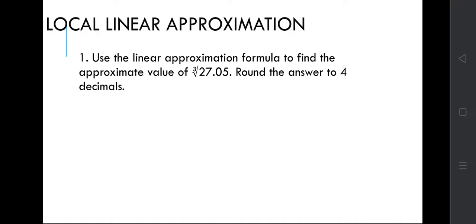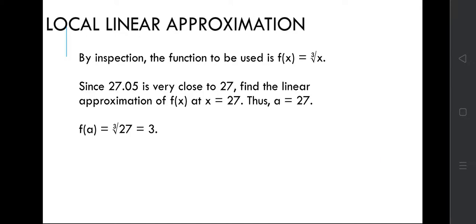Actually, kung mastered nyo na yung maghanap ng a, yung f of a, and yung pag-derive talaga mismo, medyo technical and madali na ang linear approximate natin ng isang number. So, number 1, use the linear approximation formula to find the approximate value of the cube root of 27.05. Round your answer daw to 4 decimal places.